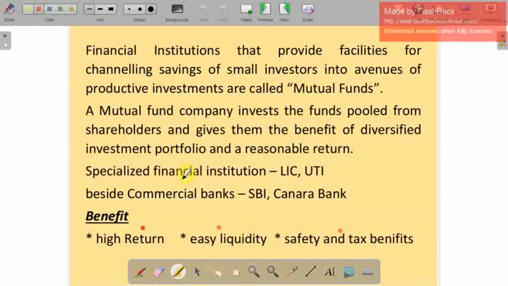A financial institution that provides facilities for channeling the savings of small investors into avenues of productive investment is called a mutual fund. Some financial institutions that offer this are LIC, UTI, and commercial banks like SBI and Canara Bank. The benefits are high return, easy liquidity, safety, and tax benefit.